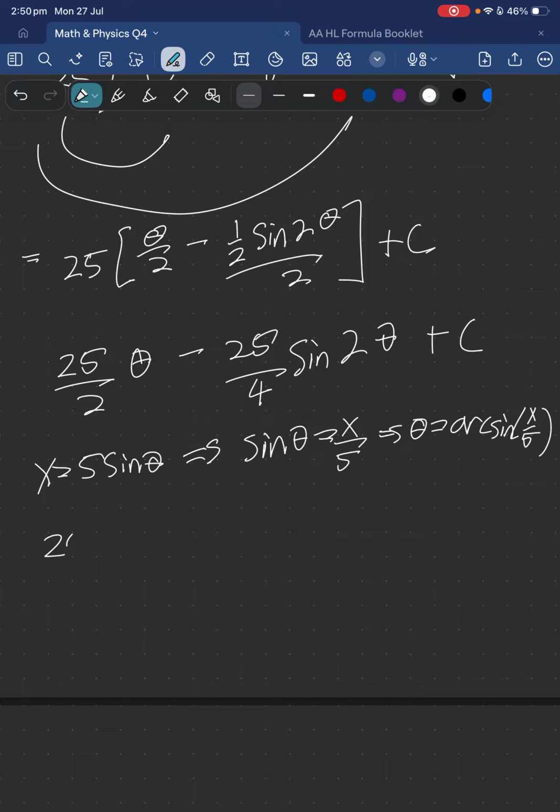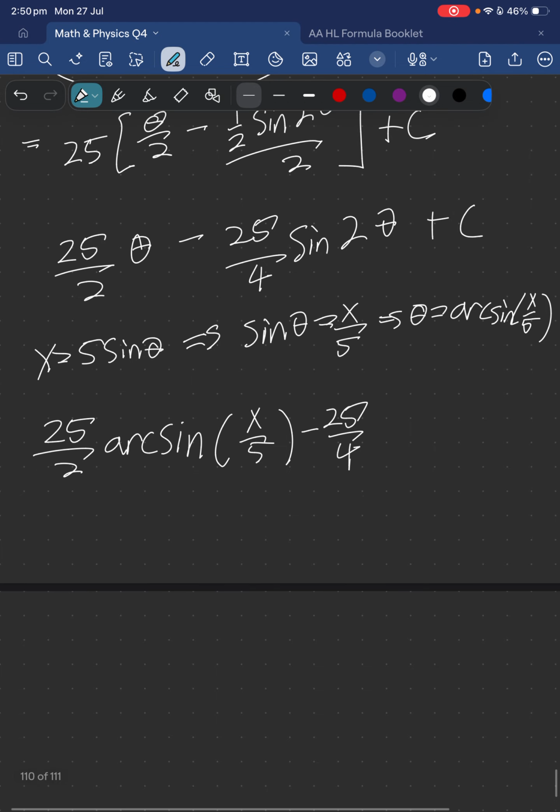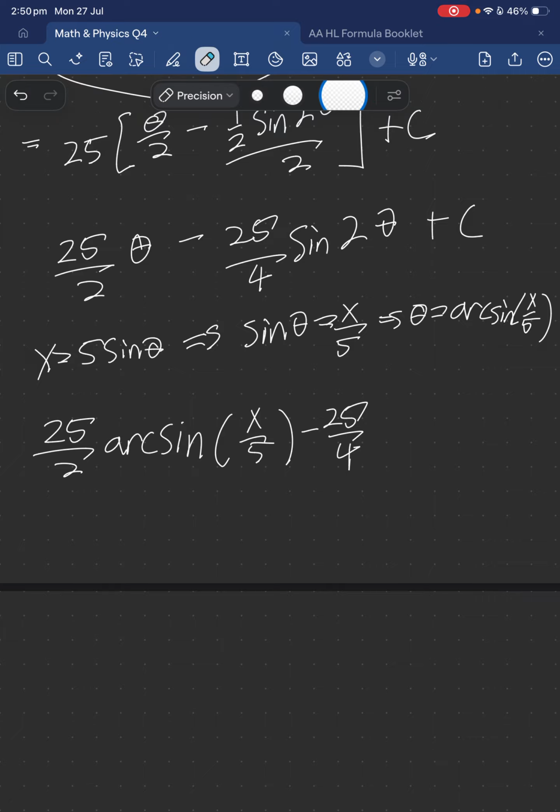So we just substitute that in, we get 25 over 2 arc sine of x over 5 minus 25 over 4 sine of 2 arc sine of x over 5. That does not work, and that is because how can it work? How can we put sine and then arc sine inside of sine? This is not a good way to express your answer. So I'll show you that step as to how to solve it, and it's simple.